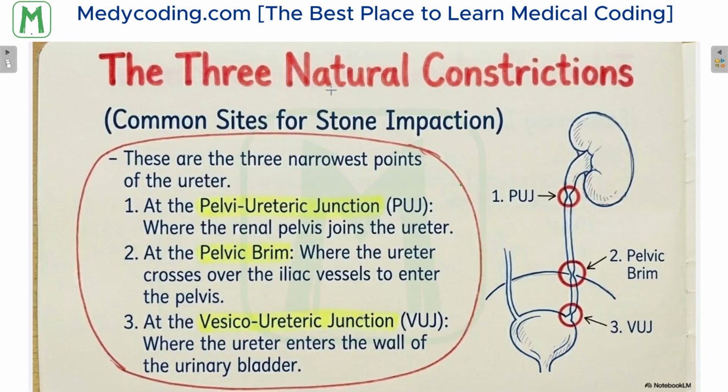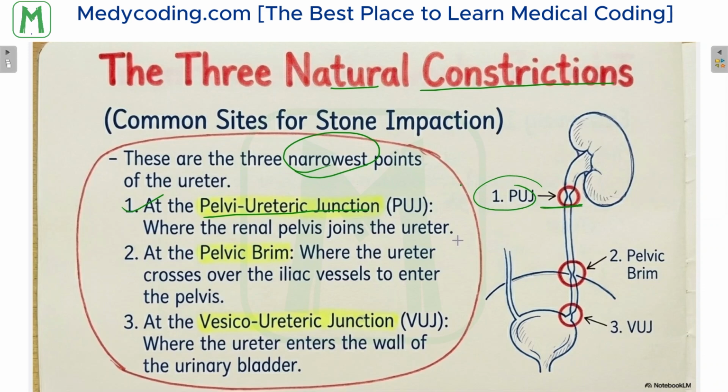So the next topic is natural constriction of the ureter. The ureter gets narrow at some points. And this is the natural anatomy of the ureter. It is not caused by any condition or disease. So there are 3 points where the ureter gets narrow. The first is the pelvic ureteric junction. We already know this location. At this point, the ureter is narrow.